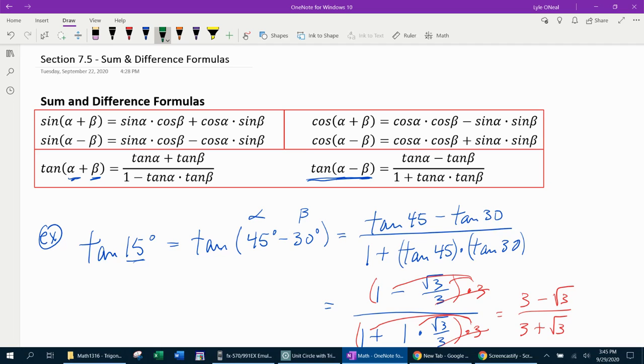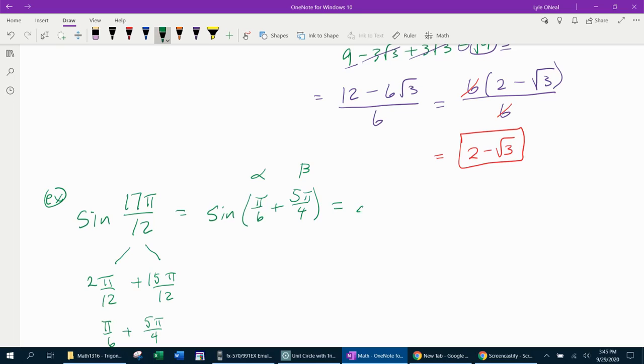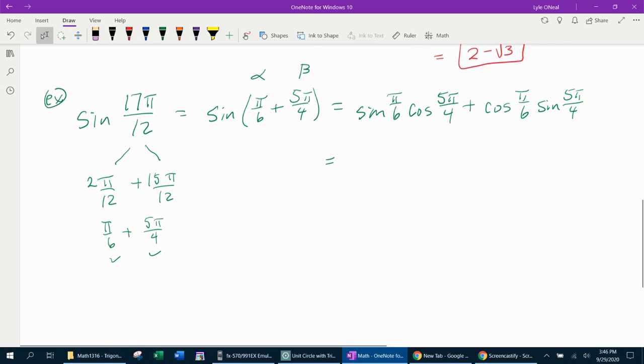All right, so we're focusing on the sine of alpha plus beta, okay? So that's going to be sine alpha cosine beta plus cosine alpha sine beta. So you apply the formula, and then we're going to go to our unit circle chart that you should have handy, or maybe get a tattoo. That would be fantastic. And then we're going to look up sine of pi over 6.